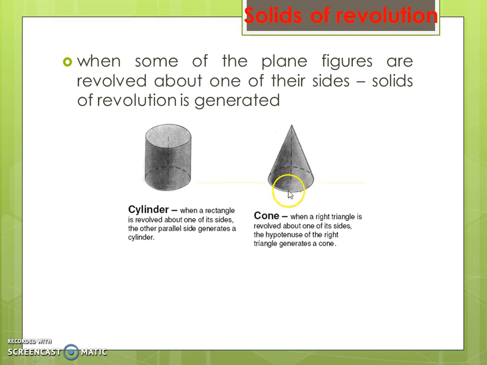Similarly, for a cone, we take a right angle triangle. If we join the lines here and here, we form a right angle triangle. That right angle triangle is revolved about one of its sides, and this is called a cone. So, considering the cylinder and cone: in a cylinder, two bases are there, and in a cone, an apex and a circular base are there. So a cone is nothing but a circular pyramid, and a cylinder is nothing but a circular prism.